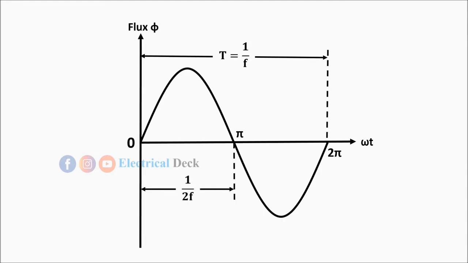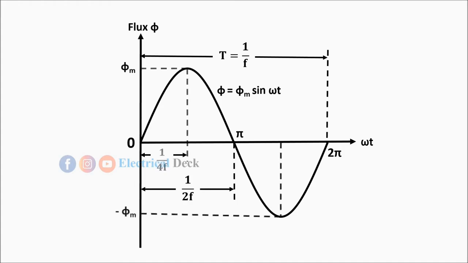Similarly, the time taken to complete 1/4 of the cycle is equal to 1 by 4f. The equation for a sinusoidal waveform is given by phi m sine omega t. Now, here we can notice that the time taken to reach maximum value for flux phi m is 1 by 4f, and minus phi m for negative half cycle.